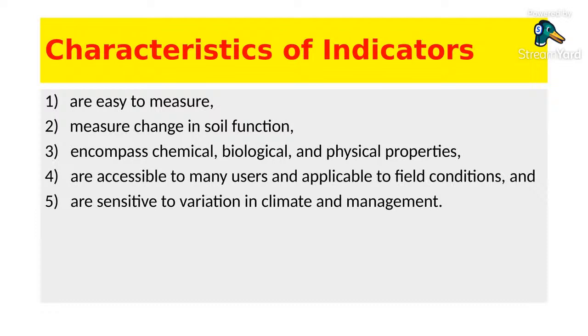Now the characteristics of indicators. They are easy to measure and reflect soil function. They encompass chemical, biological, and physical indicators. They are accessible to many users and applicable in field conditions. They are sensitive to variation in climate and management. These properties influence soil health and should be sensitive to variation in climate.